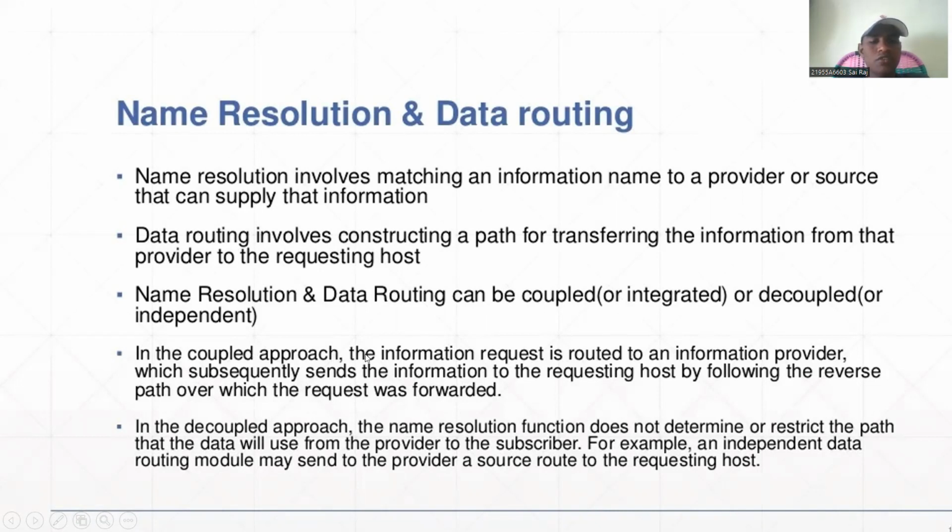In the coupled approach, the information request is routed to an information provider, which subsequently sends the information to the requesting host by following the reverse path over which the request was forwarded. In the decoupled approach, the name resolution function does not determine or restrict the path that the data will use from the provider to the subscriber. For example, an independent data routing module may send to the provider a resource route to the requesting host.